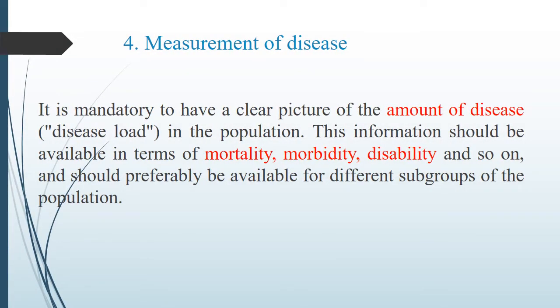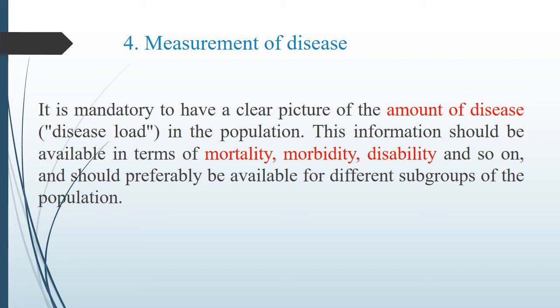Then we will see about the fourth step of descriptive study. In the fourth step we will measure the disease. How will we measure the disease? By measuring the mortality rate, morbidity rate, disability and so on. By calculating the mortality, morbidity and disability, we can measure the disease rate, and it should preferably be available for different subgroups of the population. We can compare one group to another group.